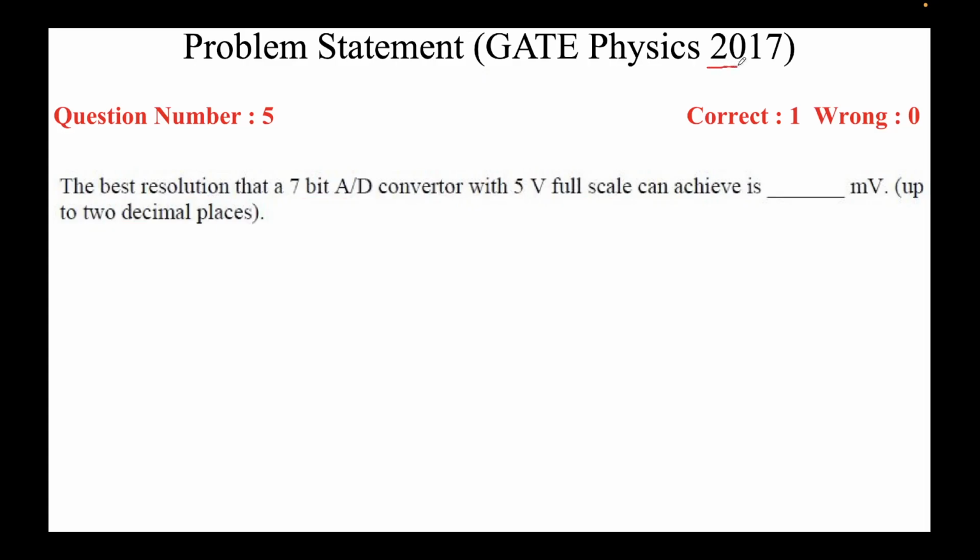The problem from GATE Physics 2017 reads as follows. The best resolution that a 7-bit A to D converter with a 5-volt full scale can achieve is dash millivolts. This is a numerical answer type question. We'll find out our answer and then round it off to 2 decimal places, and we'll try to fill in the blank here.